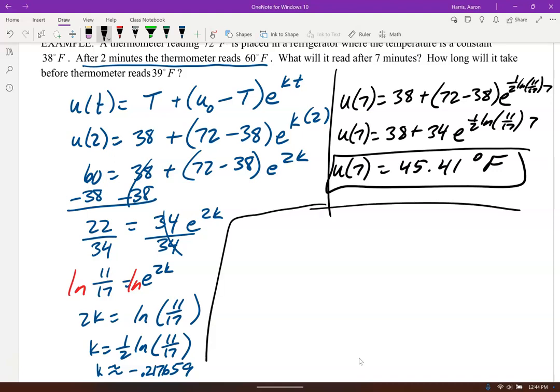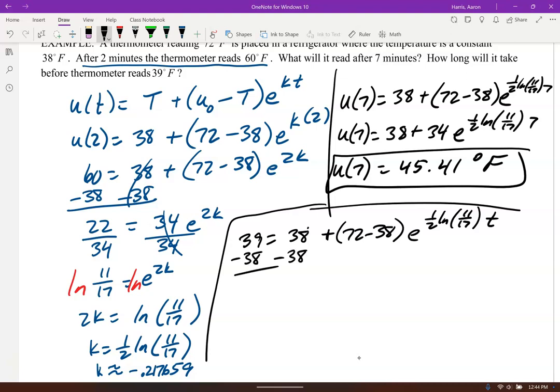And then the last question: how long will it take before the thermometer reads 39? I want my u of t to be 39. Start at 72. I have 1/2 ln of 11/17, solving for time t, right? Let me go ahead and write that off the bat. Let's subtract 38 on both sides. So I have 1 equals, the 72 minus 38 was the 34.